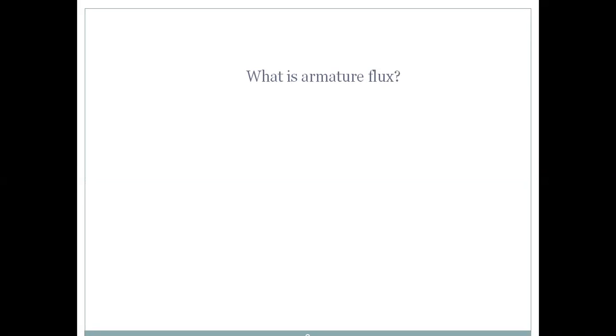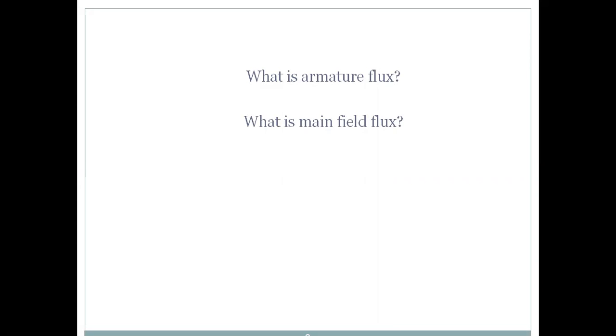Before entering into the armature reaction, first we have to know what varieties of flux are involved in armature reaction of a DC generator. In armature reaction, there are two types of fluxes involved. The first one is armature flux and the second one is main field flux.